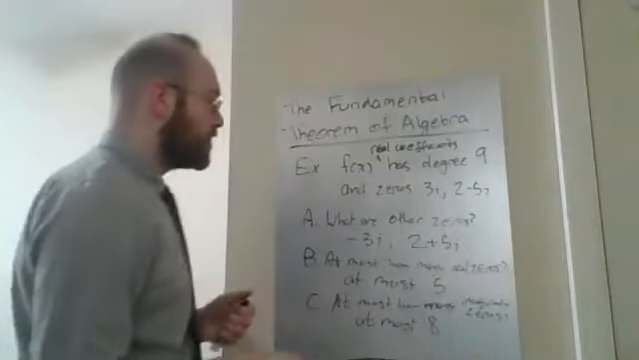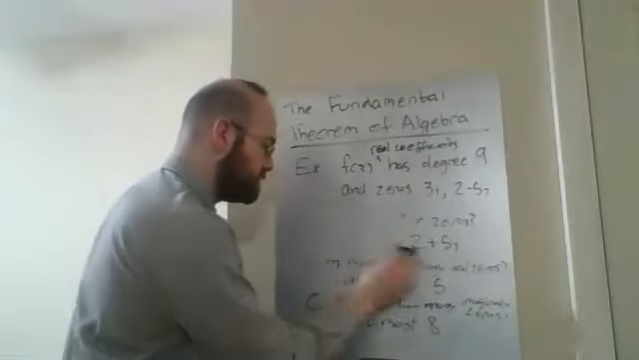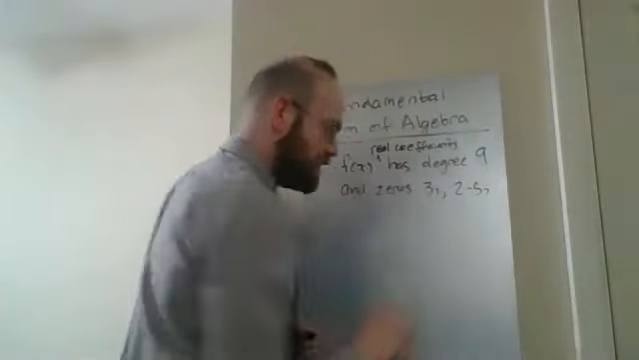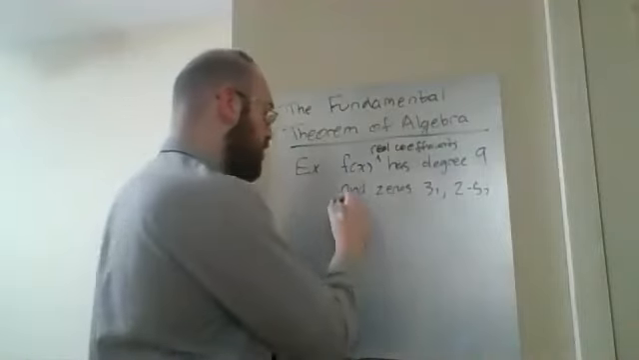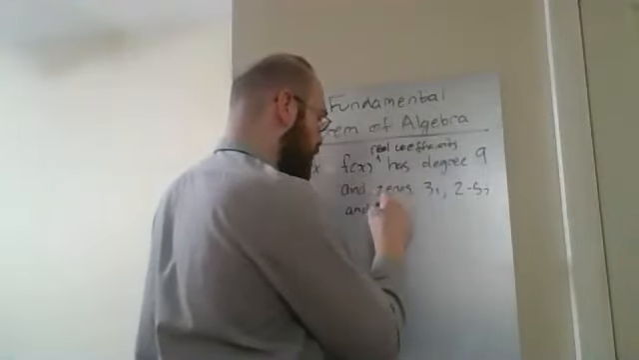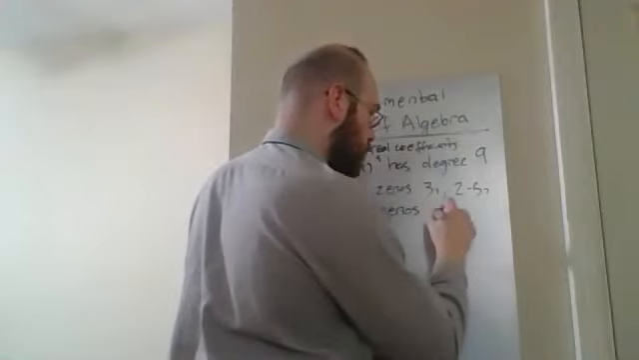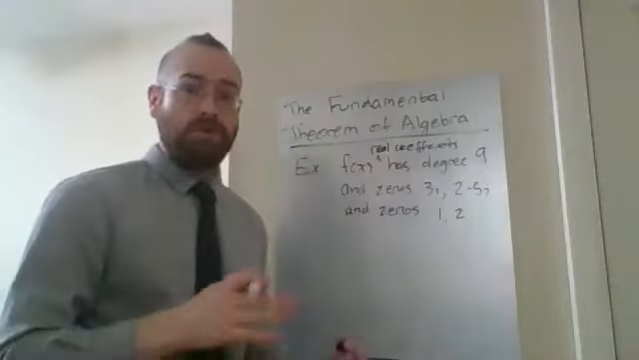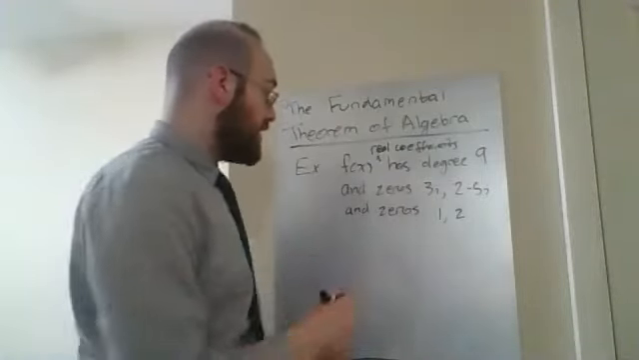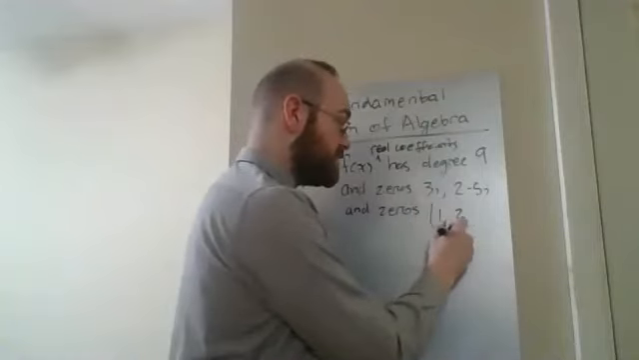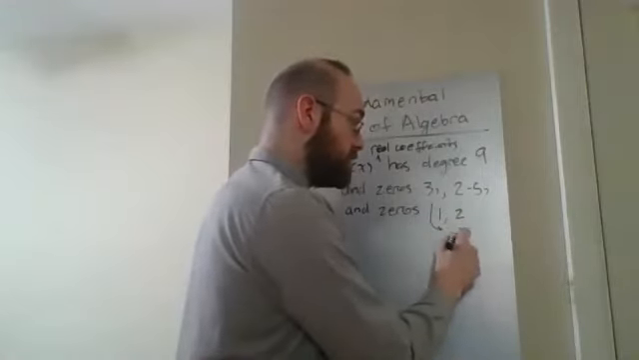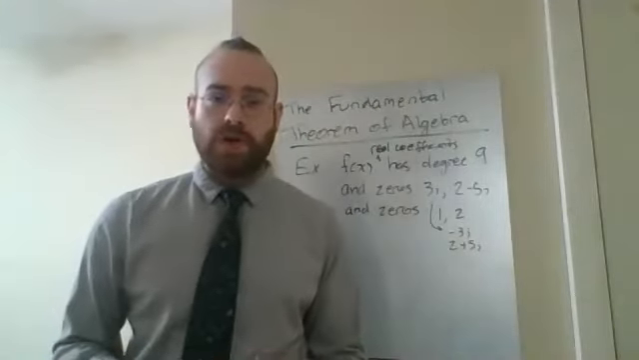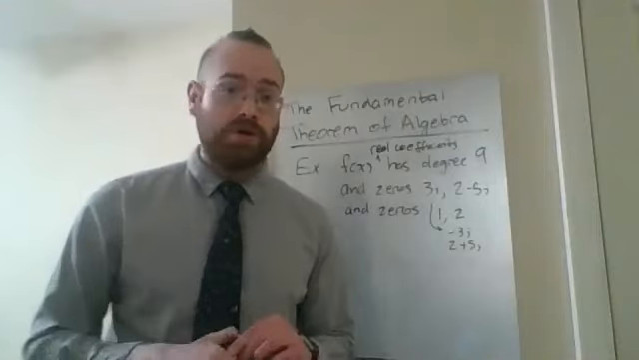So let's play around with this function for a moment. And I'm going to change the question so we can see another example. Let's say it also has our zeros 1 and 2. So we now know more of the zeros. We still know that it also has the complex numbers negative 3i and 2 plus 5i. But if we specifically go to that last question, what's the maximum number of imaginary zeros?